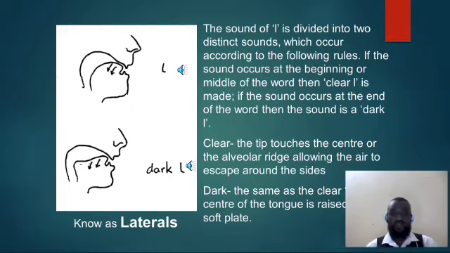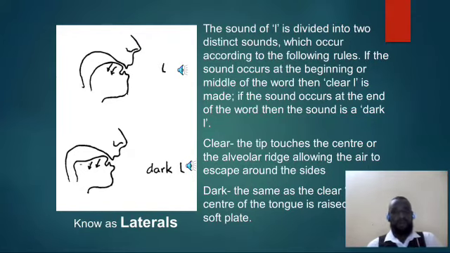If the sound occurs at the beginning or middle of the word, then this is clear "l". So we have two "l" sounds; we say that "l" is divided into two pronunciations. The first one we call clear "l" or light "l", and the other is called dark "l". What is the difference between them? Look at this: if the sound occurs at the beginning or middle of the word, then this "l" sound is clear or light.